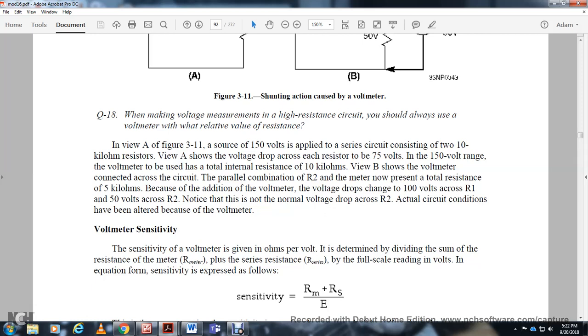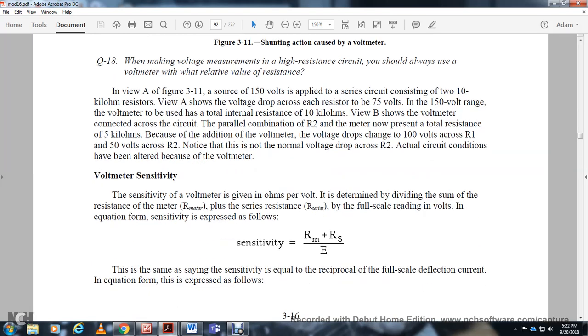Voltmeter sensitivity. The sensitivity of the voltmeter gives the ohms per volt. It is determined by dividing the sum of the meter resistance and the series resistance by the full-scale reading in volts. In equation form, the sensitivity equals the resistance of the meter plus the resistance in series, over the volts. The same sensitivity equals the reciprocal of the full-scale deflection current.